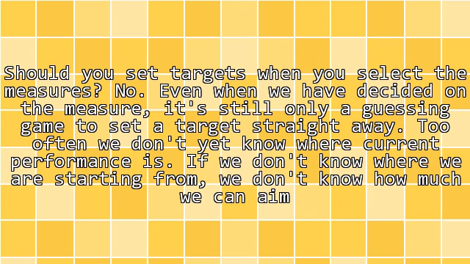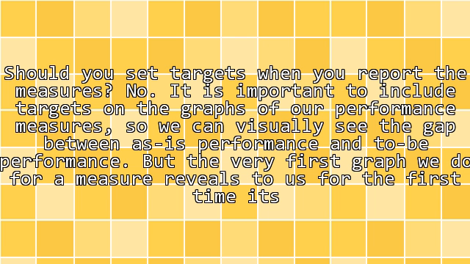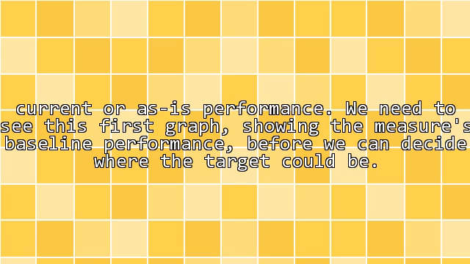Should you set targets when you report the measures? No. It is important to include targets on the graphs of our performance measures so we can visually see the gap between as-is performance and to-be performance. But the very first graph we do for a measure reveals to us for the first time its current, or as-is, performance. We need to see this first graph showing the measure's baseline performance before we can decide where the target could be. Should you set targets when you respond to the measures?